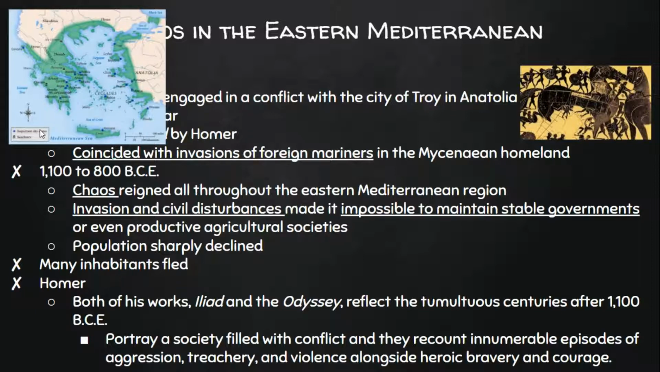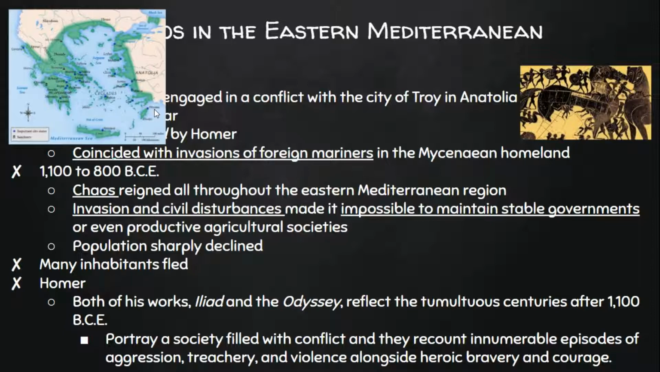So between 1100 and 800 BCE, there's a lot of chaos all throughout the eastern part of the Mediterranean, aka where Anatolia is. There are a lot of invasions and civil disturbances that made it impossible to maintain a stable government or to even continue to have a productive agricultural society.